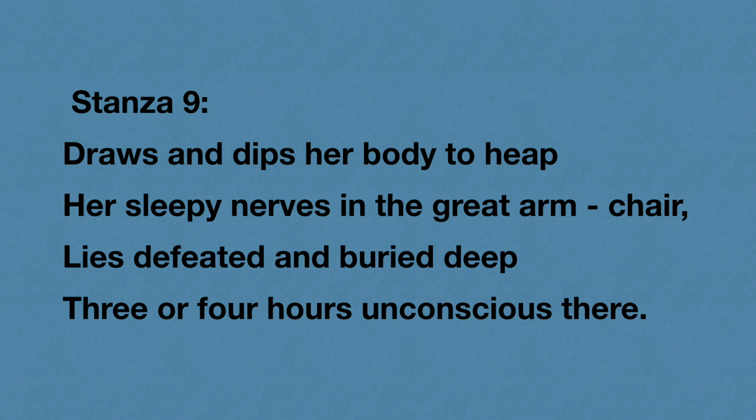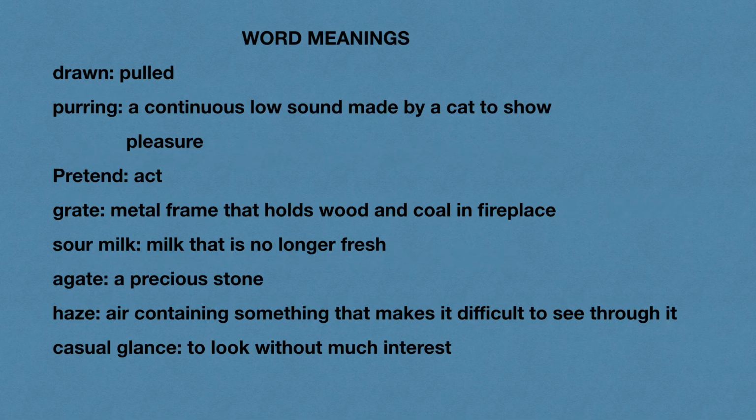So this was the explanation of the poem. Now let's do a quick recap of word meanings before moving to figures of speech. Word meanings. Drawn means pulled. Purring, a continuous low sound made by a cat to show pleasure. Pretend, act. Grate, a metal frame that holds wood and coal in fireplace. Sour milk, milk that is no longer fresh. Agate, a precious stone. Haze, air containing something that makes it difficult to see through it.